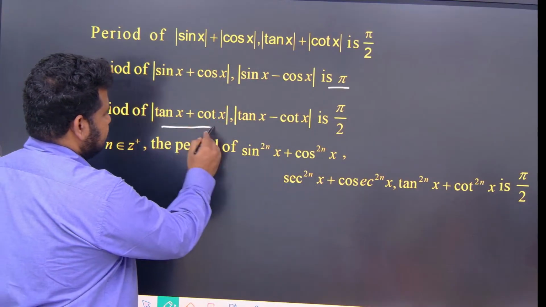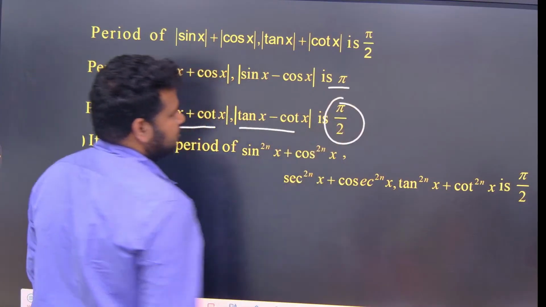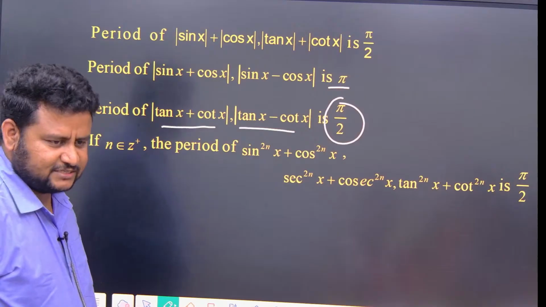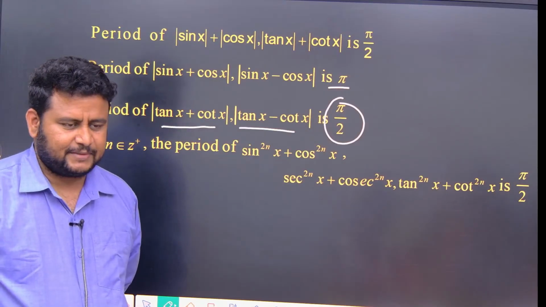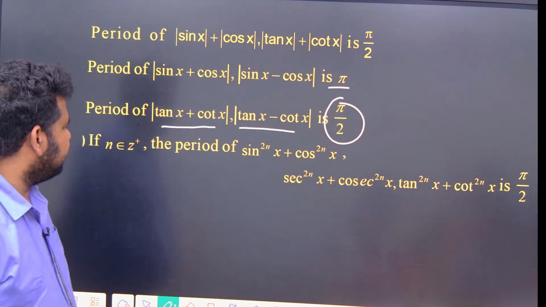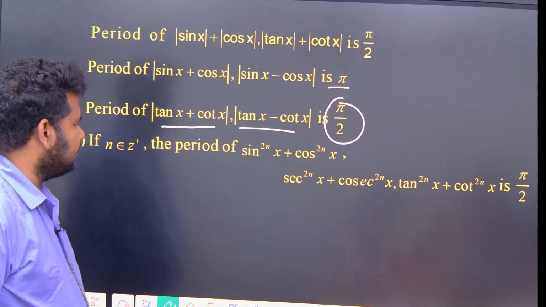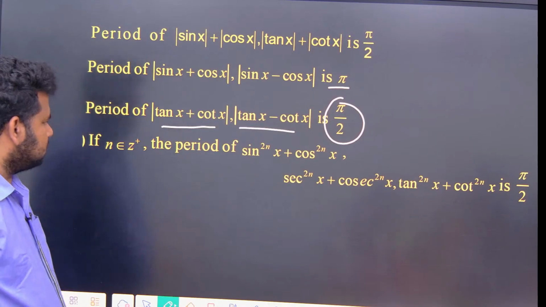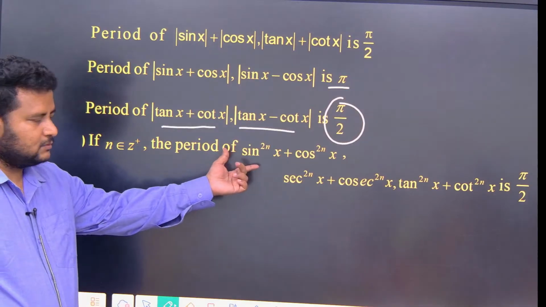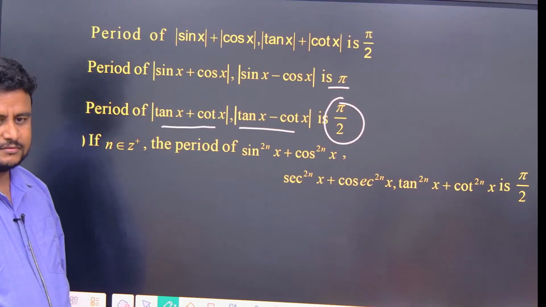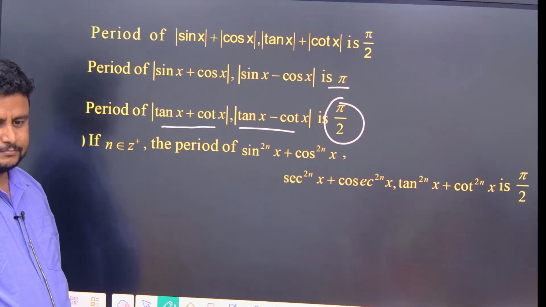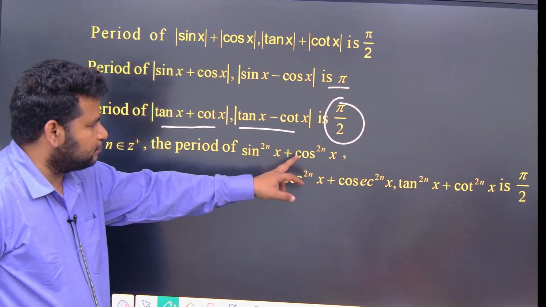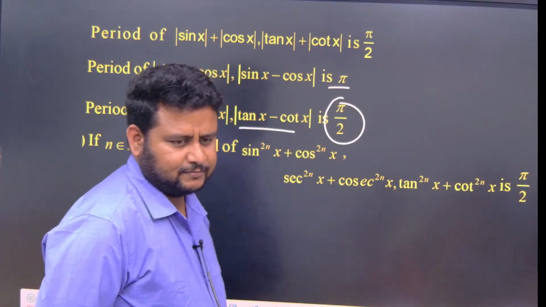But when it comes to modulus of tan x plus cot x, or tan x minus cot x, it is pi by 2. So whenever tan comes, it is pi by 2. Sin, if individually modulus, is pi by 2, but if combined, it is pi. The period of sin power 2n, cos power 2n, secant power 2n, cosec power 2n, tan power 2n, cot power 2n is pi by 2. See here, if you write sin square plus cos square, what do we get? Pi plus pi, that is 2 pi, but here it is pi by 2, pi by 2. Sin 2 power n x, cos 2 power n x, this is pi by 2. Please make a note of it. Understanding?